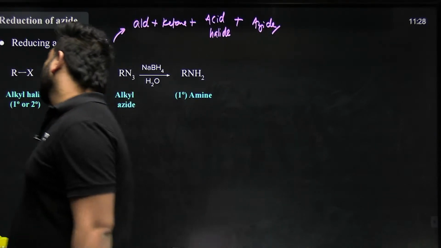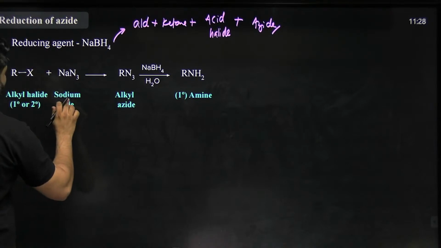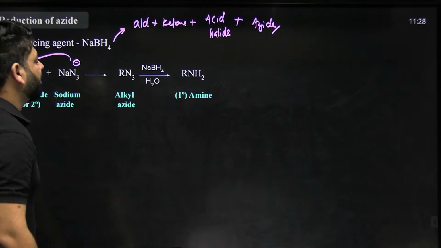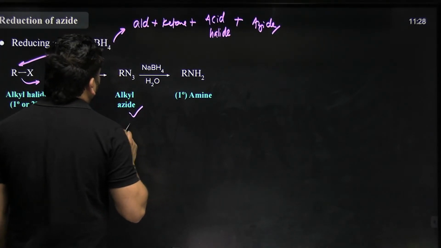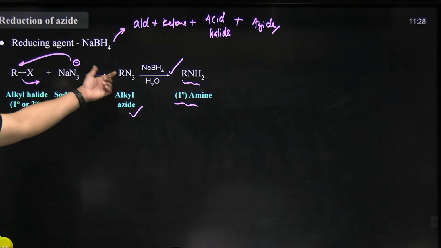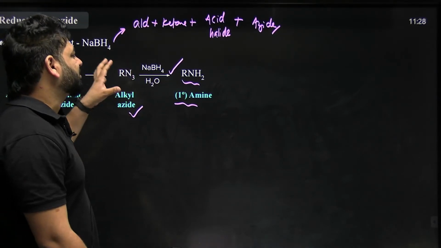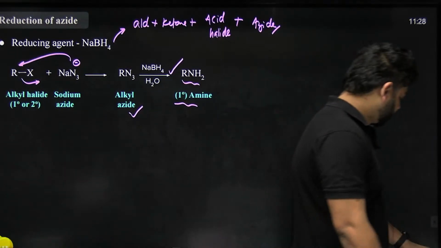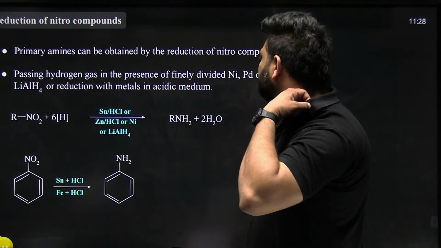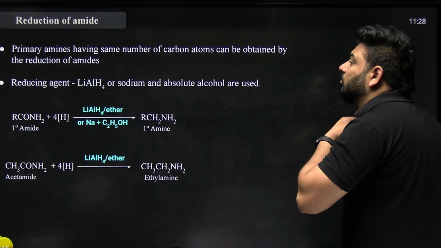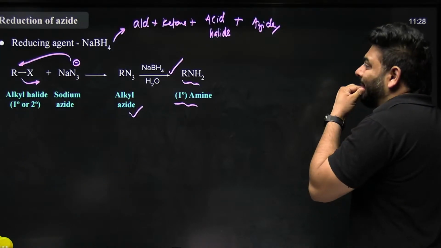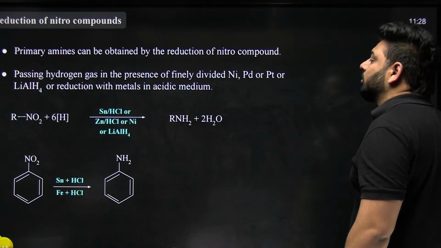So see, once you are given NaN3, sodium azide, N3 minus is working as a nucleophile, attacks on the carbon, removing halogen, forms RN3, which is alkyl azide. Alkyl azide is now reduced to RNH2, and this is done by NaBH4. It's a source of hydride ion, H minus. Even stronger reducing agent LiAlH4 can also do the same.